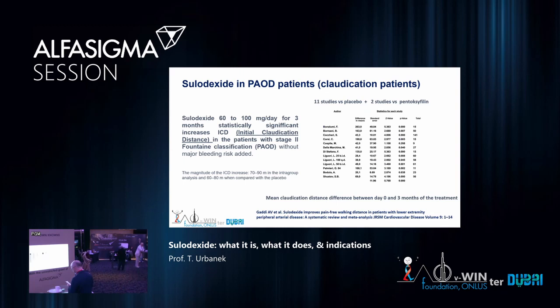Arterial indications. This is the meta-analysis of the trial of the patients treated by sulodexide versus placebo or versus pentoxifylline in the group of the peripheral atherosclerotic obliterative disease. And according to this meta-analysis result, the administration of sulodexide in the dose 60 to 100 milligram per day for 3 months significantly increases initial claudication distance in the patient stage 2 Fontaine classification.